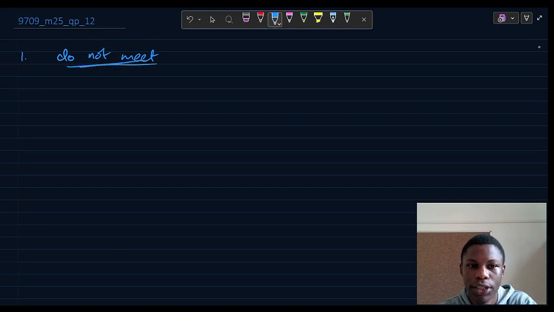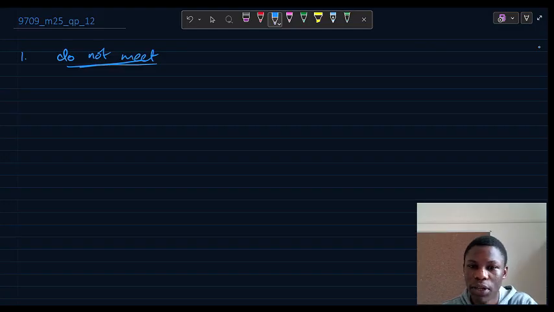Number 1. A curve has equation y is equal to 5 plus 3x minus 2x squared, and a straight line has equation y is equal to kx plus 13, where k is a constant. Find the set of values of k for which the curve and the line do not meet. Okay. So the key phrase there is do not meet. So this here should give it away that this is a discriminant question.